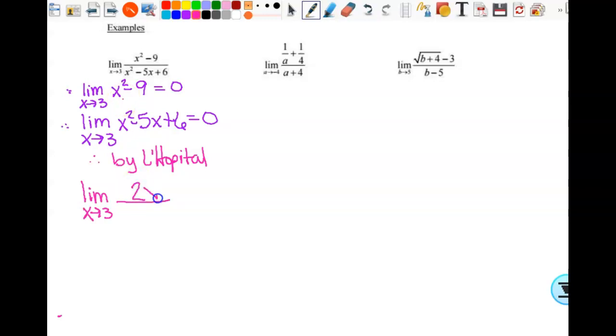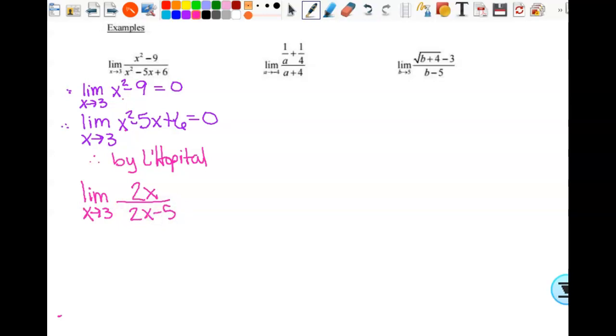2x, okay? So now when I substitute in 3, is that going to give me 0 or infinity? No, so then I don't need to worry about separating, right? We only need to do that if we're going to get that. So then I take the derivative of the denominator. That's going to give me 2x minus 5, right?